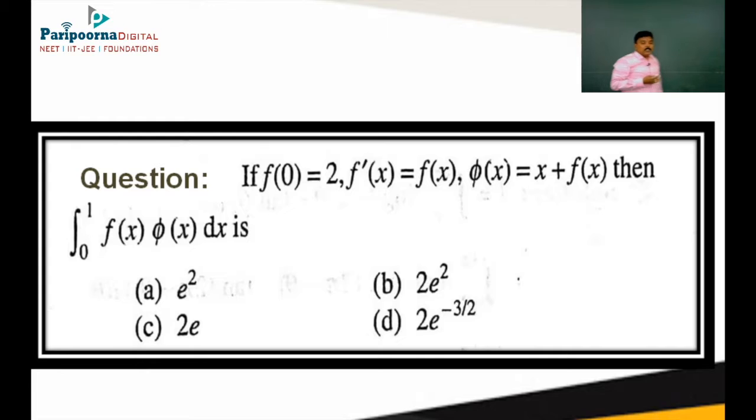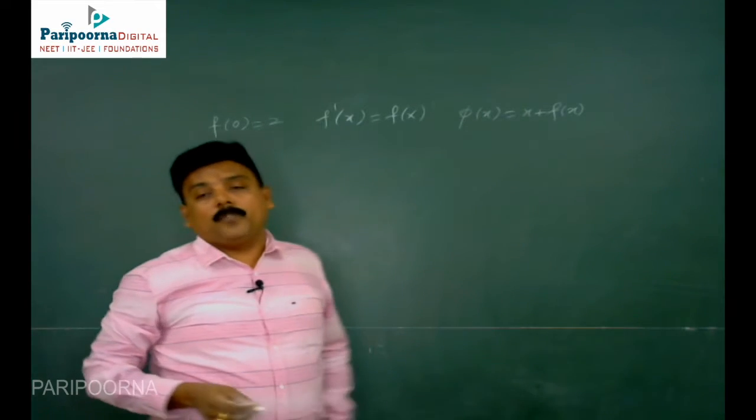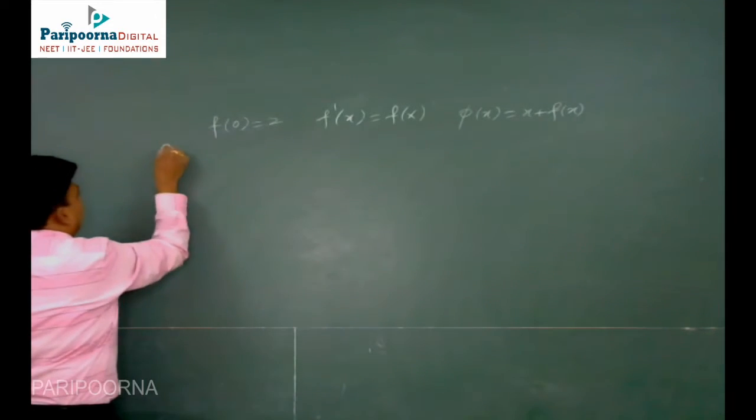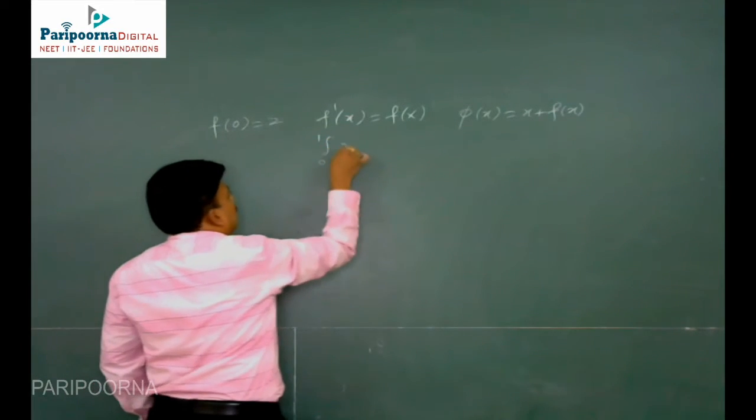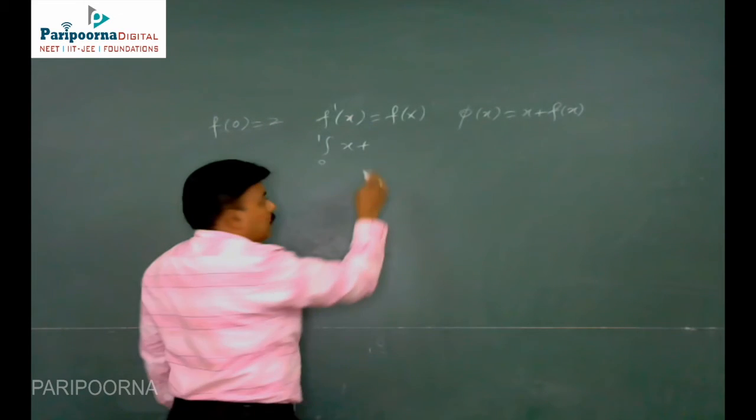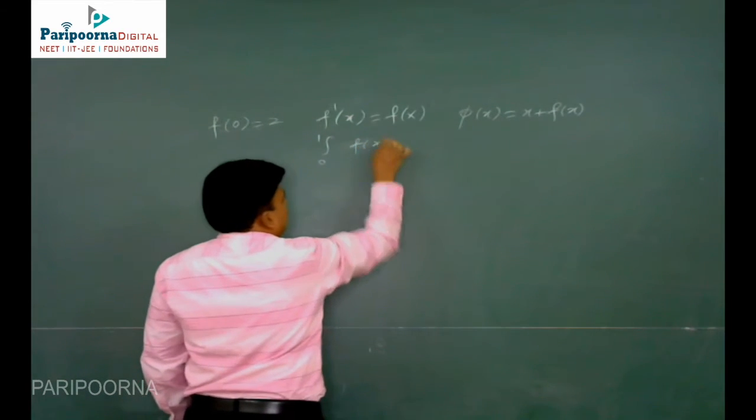So what is the trick in this question? The trick in this question is they didn't give f of x. So first you have to find f of x and then you have to go for the regular problem. So phi of x is given as x plus f of x. We have to find the value of the integral from 0 to 1 of x plus f of x into phi of x. This is the question.